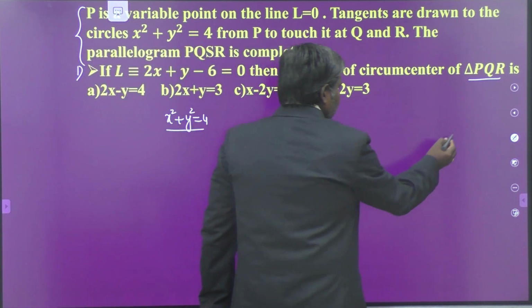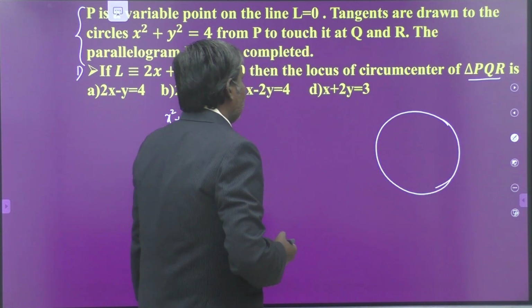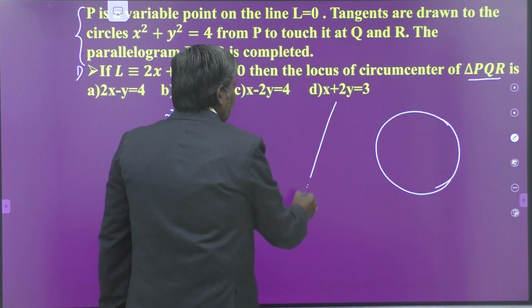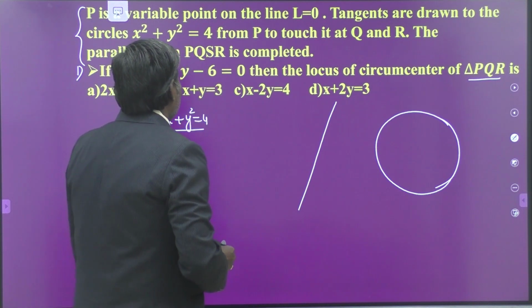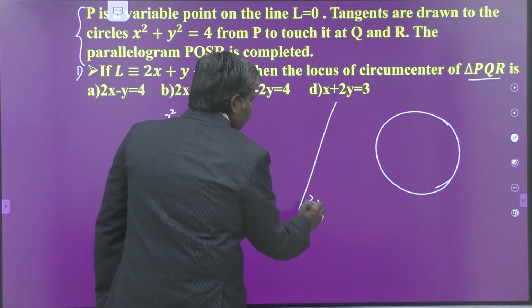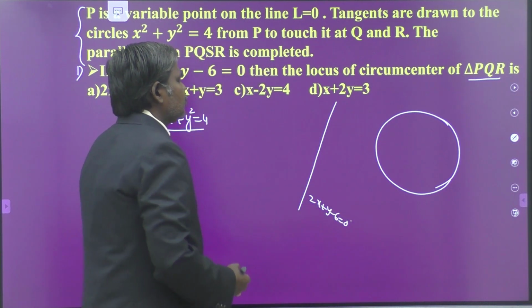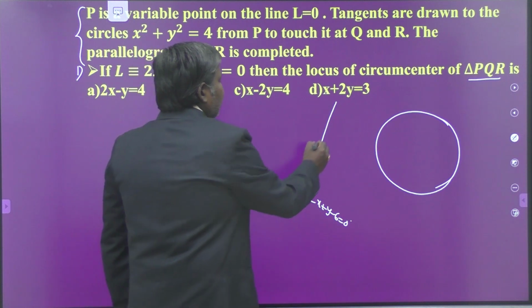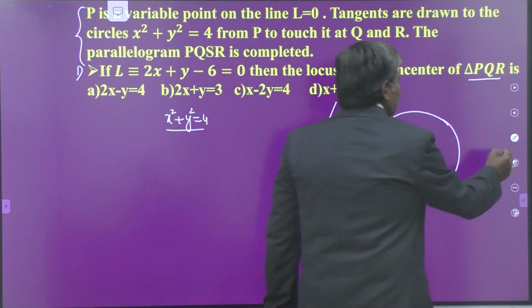So, we have the circle x square plus y square equal to 4. This is the variable line. Your variable line is here for the first question 2x plus y minus 6 equal to 0. 2x plus y minus 6 equal to 0 is the variable line. Some point P is taken on this variable line. Tangents are drawn from P to the circle.